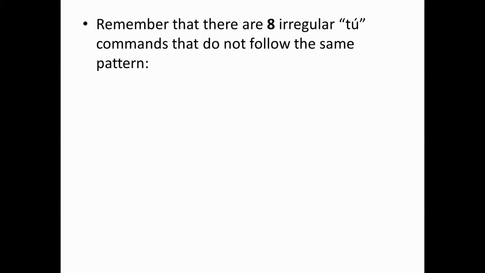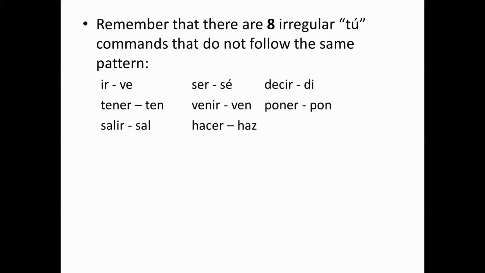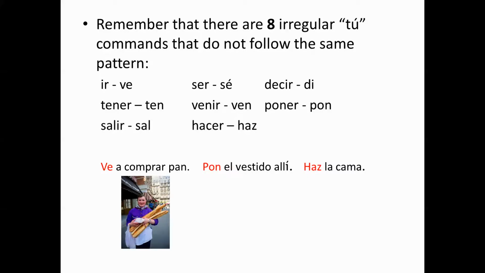Now, just like with every other tense, we have irregular verbs. For the tú commands, we have 8 verbs that do not follow the same pattern. Here they are. Let me give you some examples. The verb ir, to go, in the tú form is ve. So if I wanted to tell someone, please go buy some bread, ve a comprar pan.